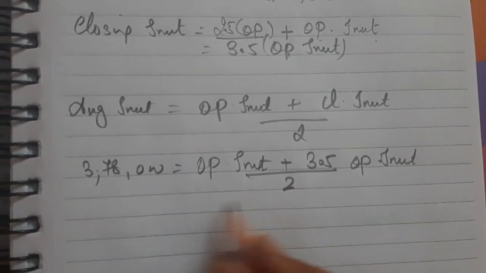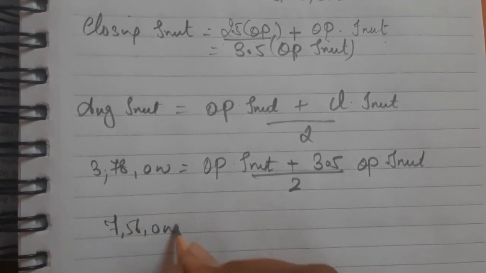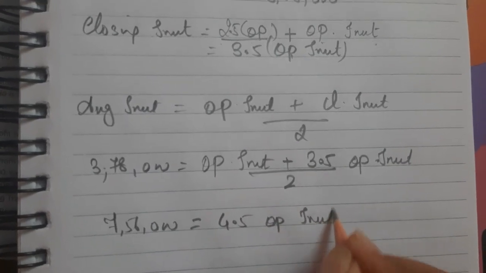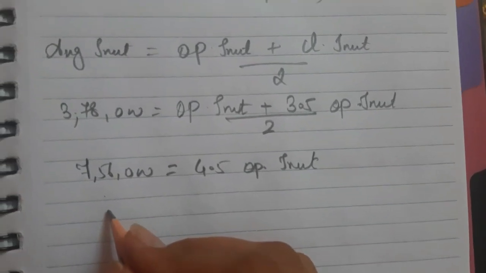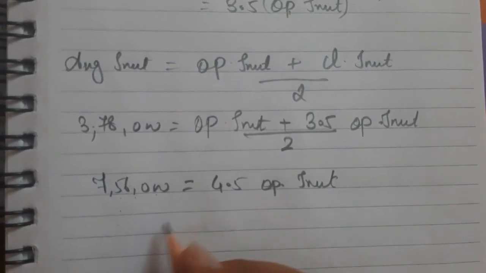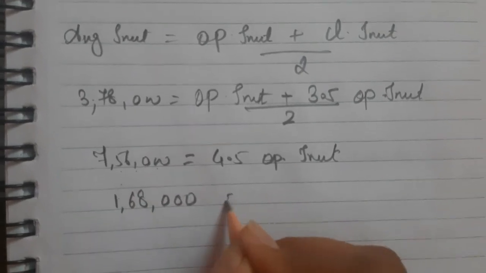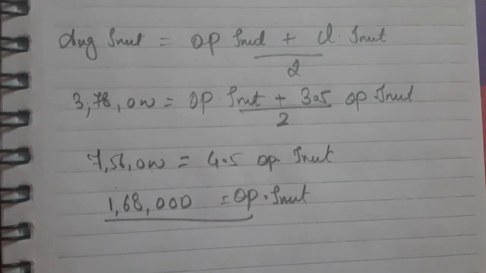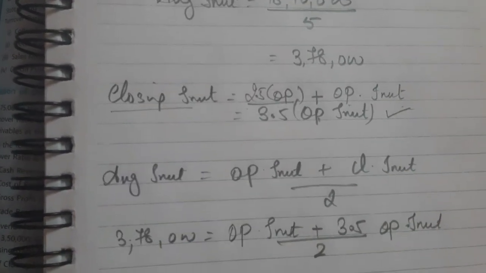So 3,78,000 into 2 you'll get as 7,56,000 is equal to 4.5 opening inventories. Okay, and now this 4.5 will be divided here. So you'll get 7,56,000 divided by 4.5. You'll get your answer as 1,68,000 is equal to opening inventory. Now you have your opening inventory as 1,68,000. You can put it in this formula and you'll get your closing inventory.